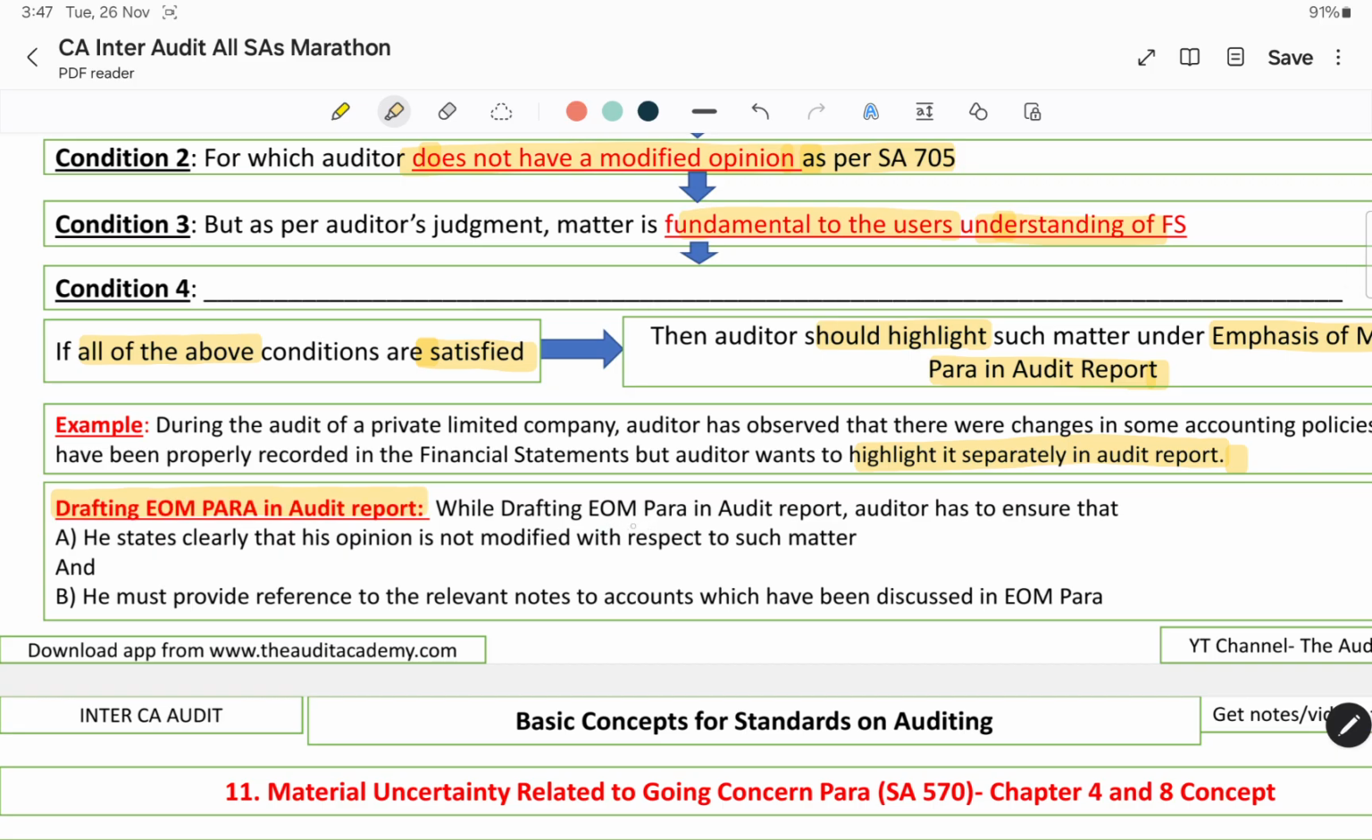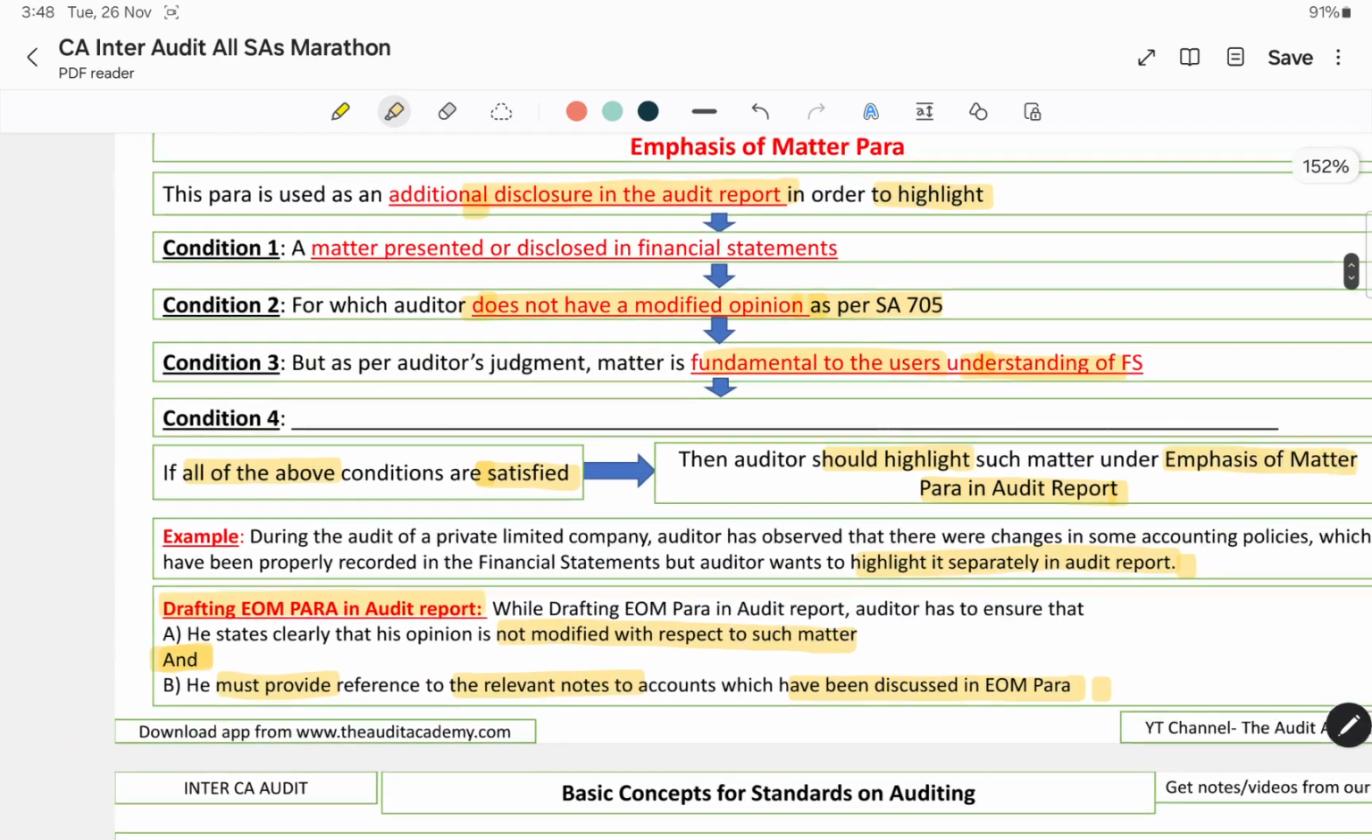Let's see the drafting of the emphasis of matter paragraph in the audit report. While drafting it, the auditor has to ensure that he states clearly that his opinion is not modified with respect to such matter, and he must provide a reference to the relevant notes to accounts which have been discussed in the emphasis of matter paragraph. All right.